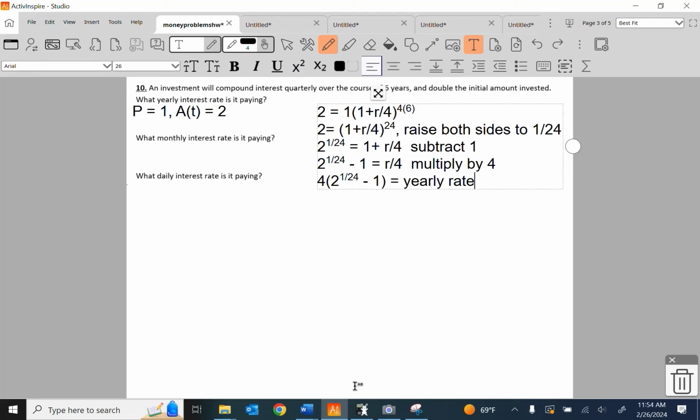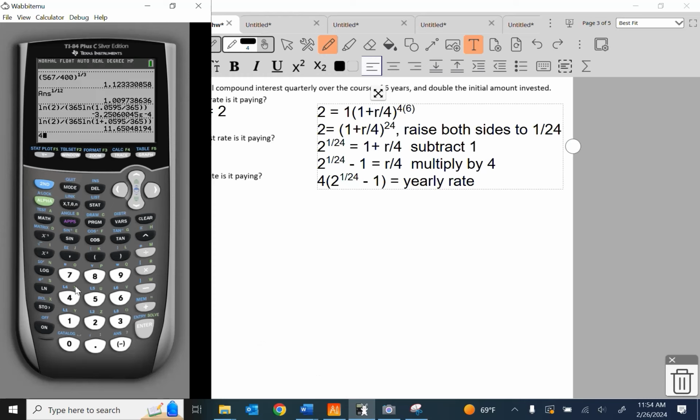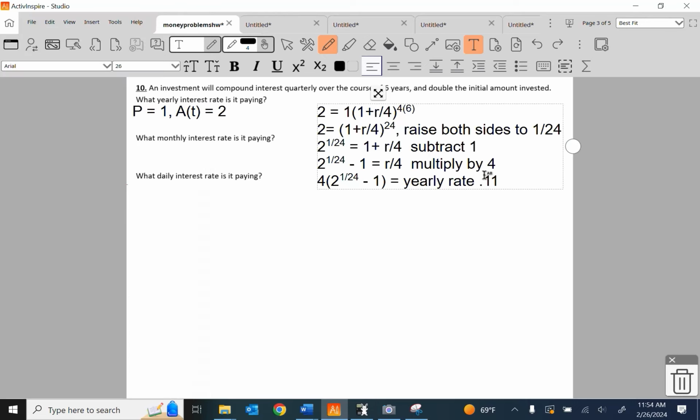All right. So let's see what that is. 4 parentheses 2 rooftopped to the 1/24th power. Take away a 1. Gives me a yearly rate of about, that's pretty impressive, 0.1172. That's the yearly rate. The monthly rate would be where we take the 1.1172 and we raise it to the 1/12th power.